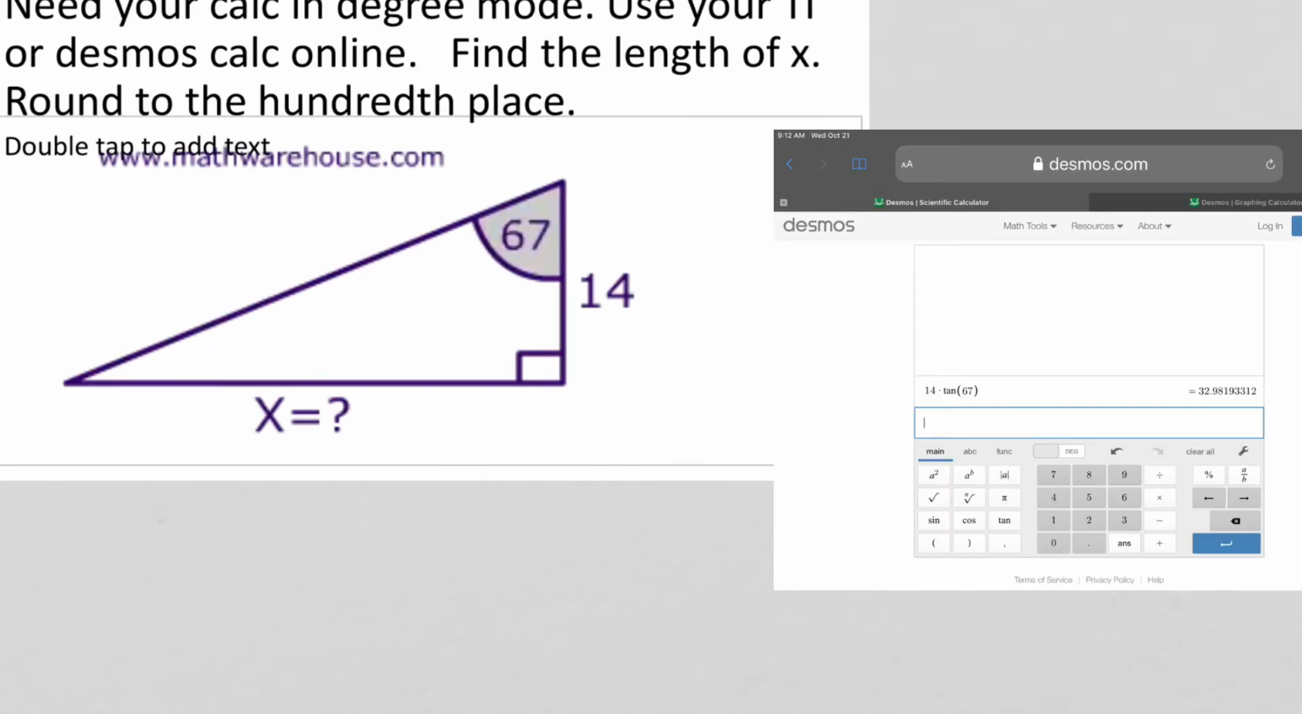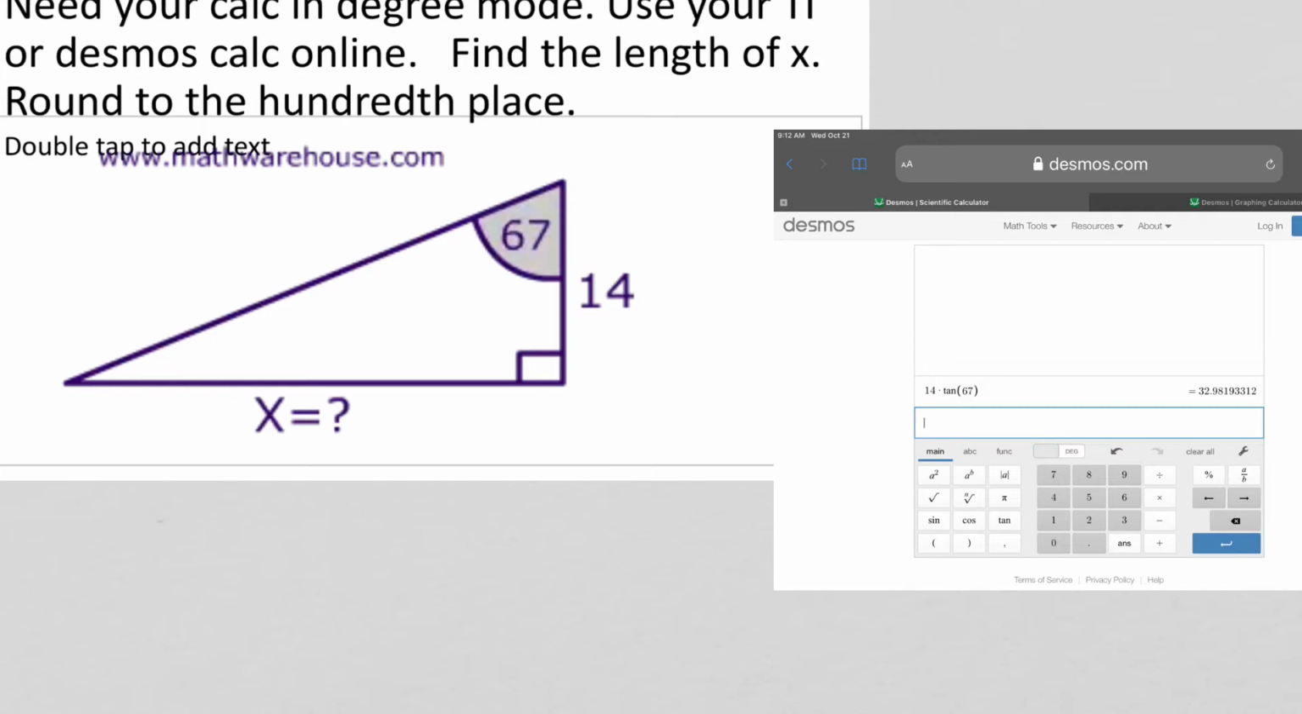All right, here's where you need your calculator if you have a TI, or you're going to use the Desmos calculator online. I'm going to show both ways in this video. So here is this right triangle. You have 14 as a side, 67 degrees as an angle, and then you have the unknown side, x.